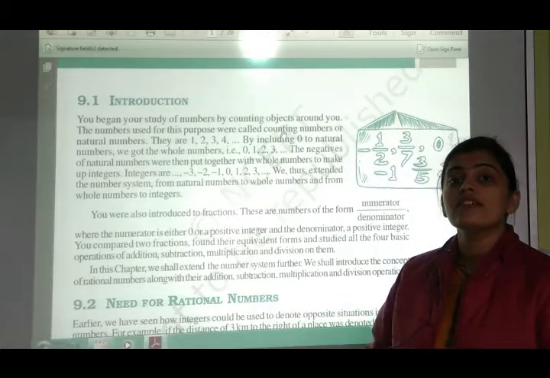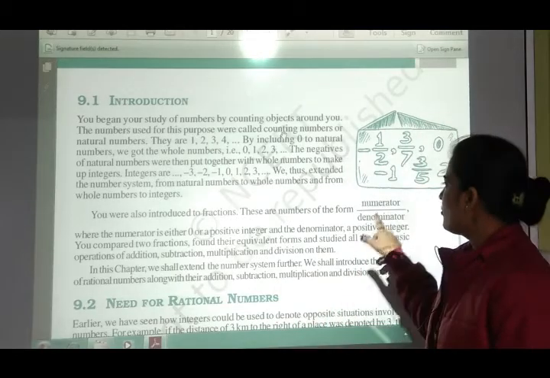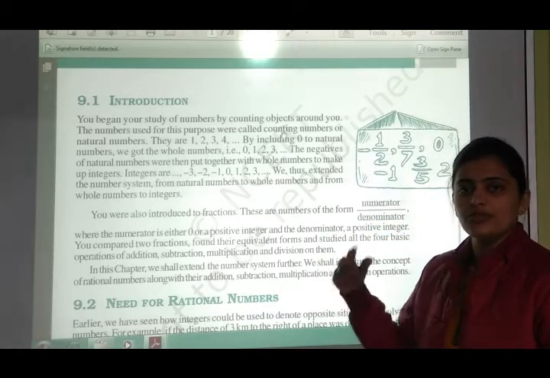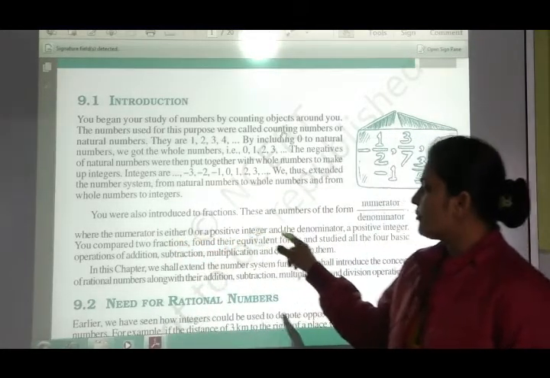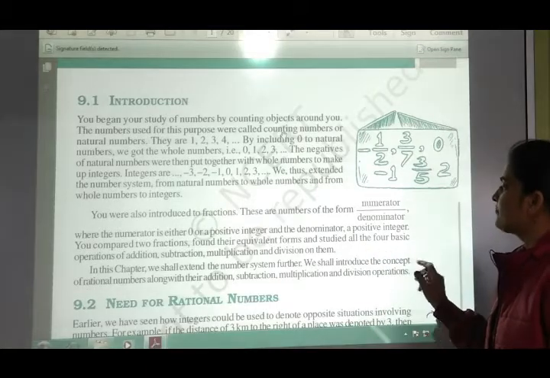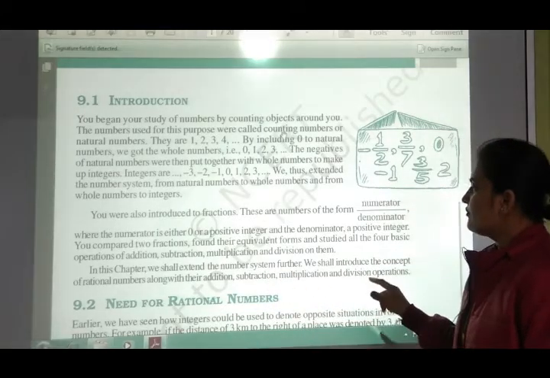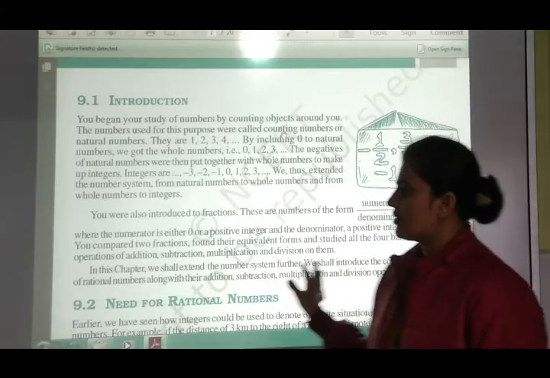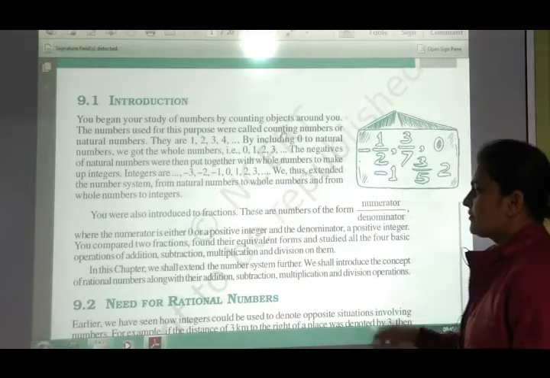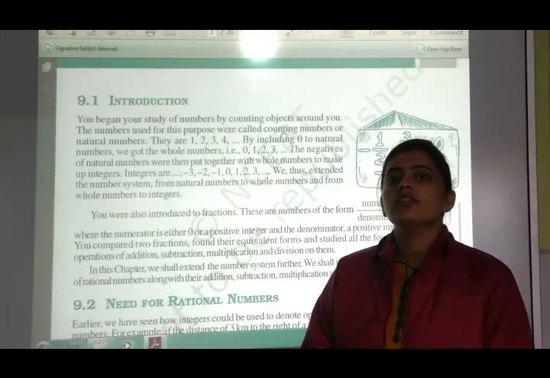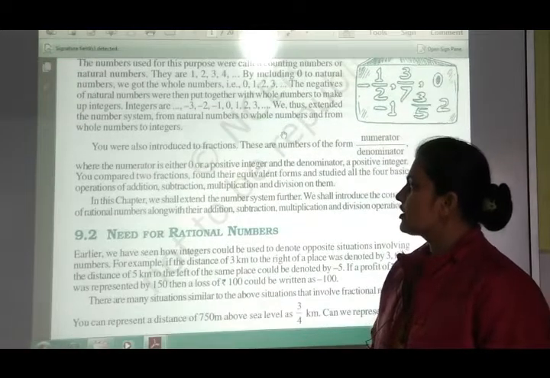Now you know that we have studied fractions. Fractions are numbers in the form of numerator divided by denominator, numerator by denominator. Where the numerator is either 0 or a positive integer and the denominator is a positive integer, we compared two fractions, found their equivalent forms and studied all the four basic operations of addition, subtraction, multiplication and division on them. Now in this chapter we have to learn about rational numbers. Why do we have to study rational numbers?